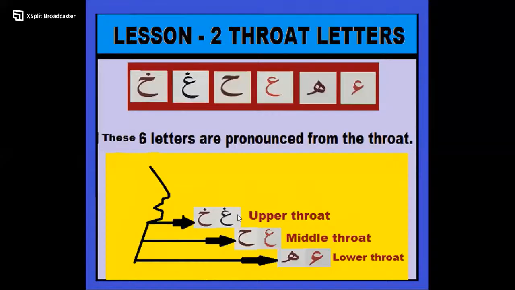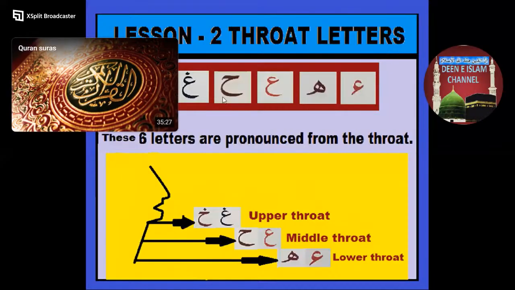You can see here the Hamza Ha we pronounce from the lower throat. Ain Ha we pronounce from the middle throat. And Ghain Kha we pronounce from the upper throat. So revise these six throat letters and learn properly. Once again, Hamza Ha, Ain Ha, Ghain Kha.